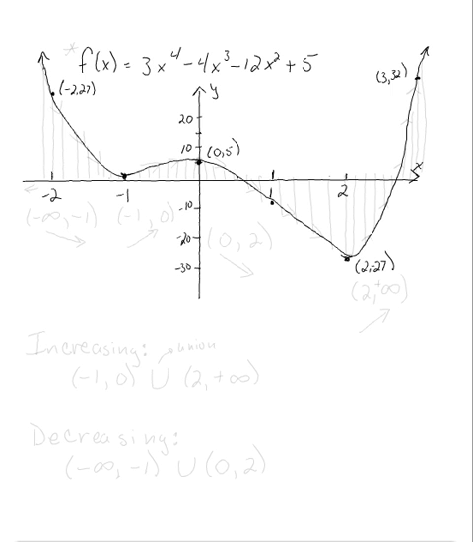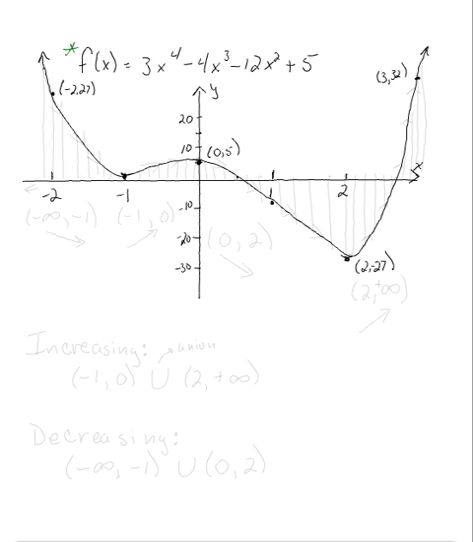Okay, so here is my function. Again, that's f of x equals 3x to the fourth minus 4x cubed minus 12x squared plus 5. And I've drawn a rough sketch here on my graph paper. What we're interested in is where this function is increasing and decreasing. Now, I'm assuming that you have already watched the short video about what increasing and decreasing means.